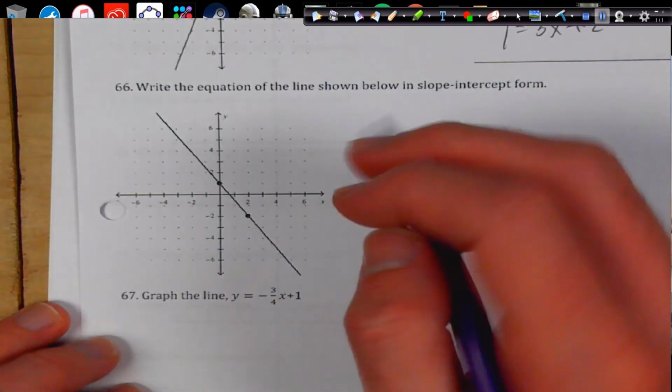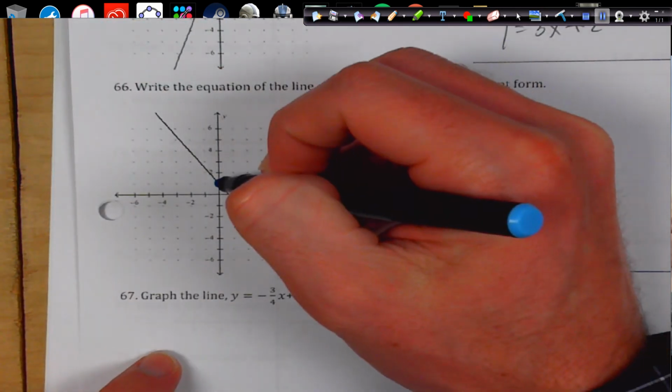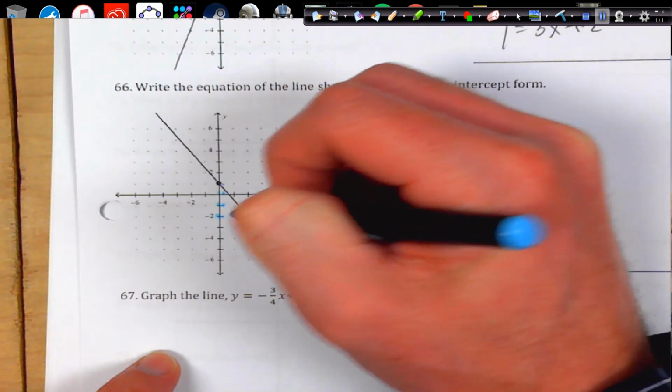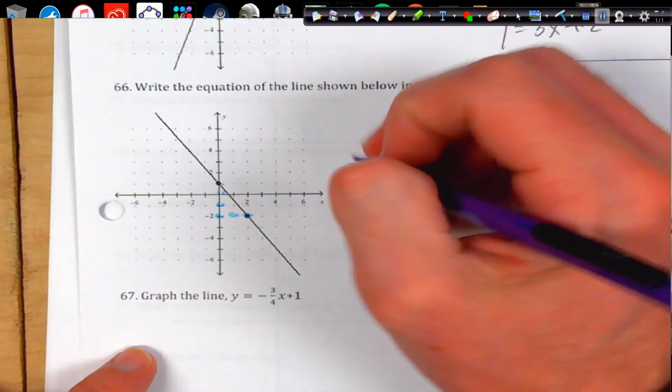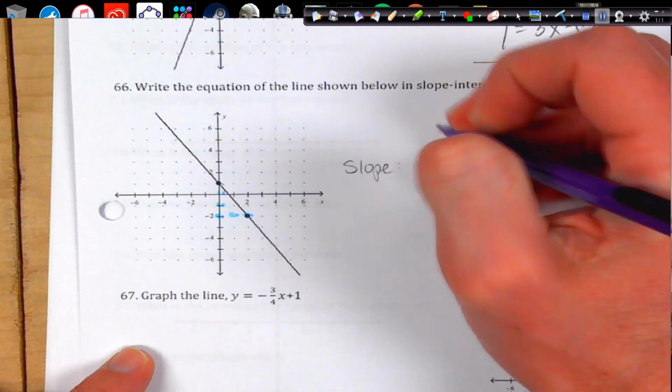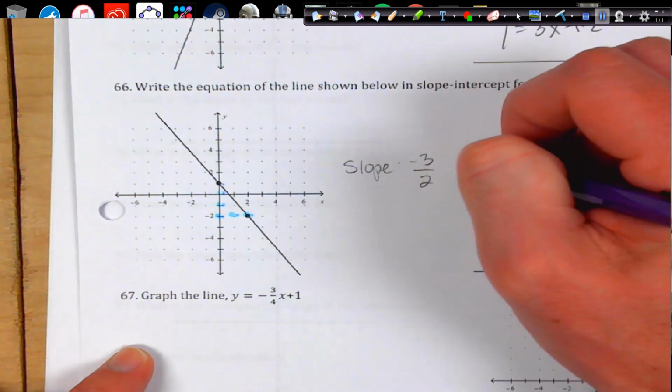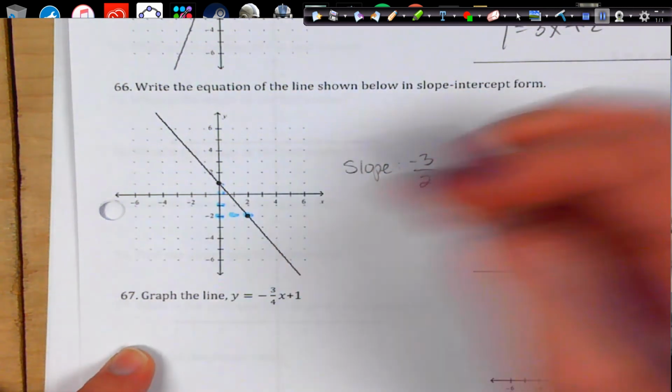Equation of the line here, I'm going to find the slope. I'm going to go down 1, 2, 3 over 2. So slope, down 3 over 2. Y-intercept is at 1.